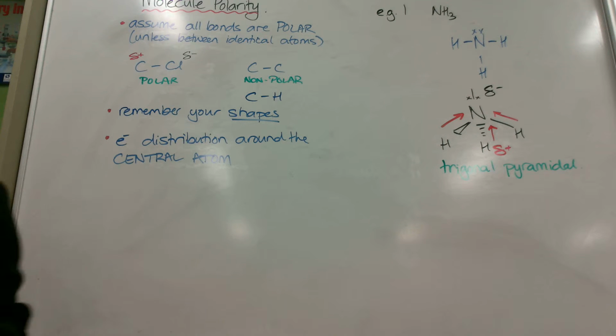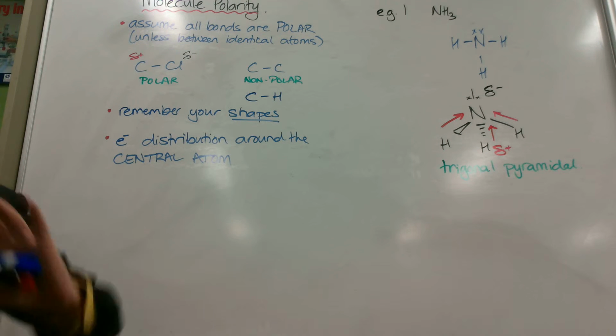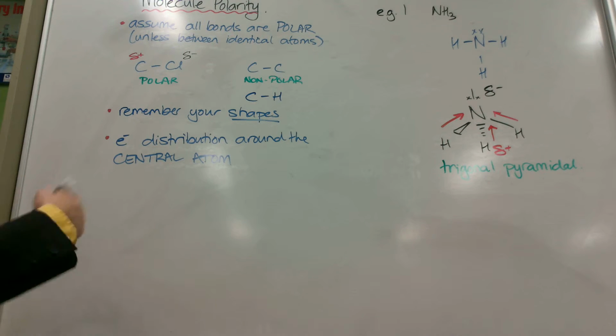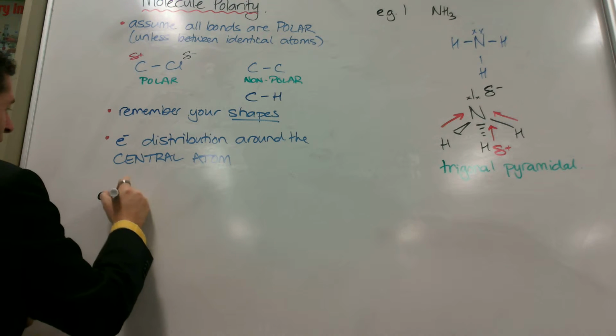Water is easy to explain the same way. It's a bent shape, two lone pairs of electrons, two hydrogen oxygen bonds, and they're common ones in exams. Okay, example number 2, a little bit harder.